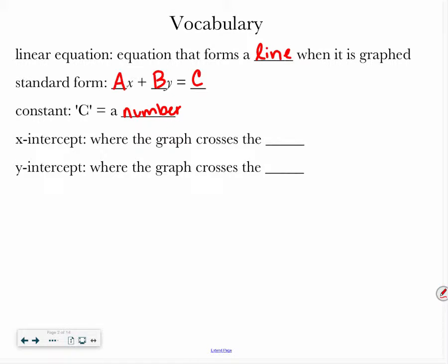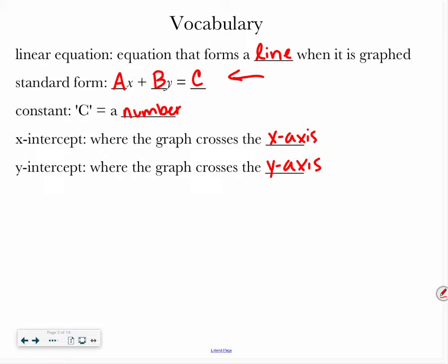Constant is a number. The x-intercept is where the graph crosses the x-axis, and the y-intercept is where the graph crosses the y-axis. So that's all we have for vocab. A very important one is standard form.